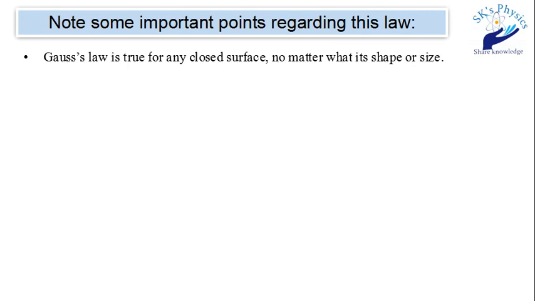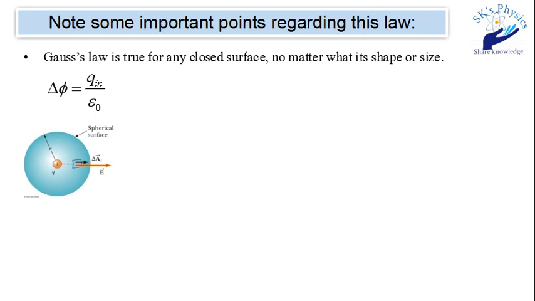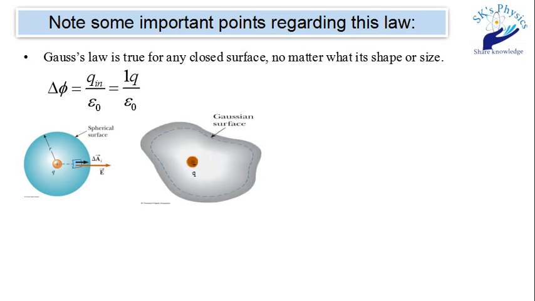Gauss law is true for any closed surface, no matter what its shape or size. Delta phi is equal to q inside upon epsilon 0. Take a spherical Gaussian surface: the enclosed charge is 1, so the flux is q upon epsilon 0. Take another shape, it encloses 1 charge, so that's q upon epsilon 0. Here a cylinder encloses 1 charge, so the flux is q by epsilon 0.